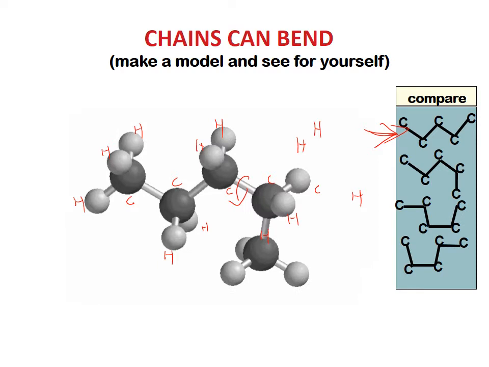Okay, so this is after rotation along this bond. Now if we draw the skeleton, we get this one. So these two carbon skeletons, although they look different, represent the same molecule. They only rotate along one carbon-carbon bond.